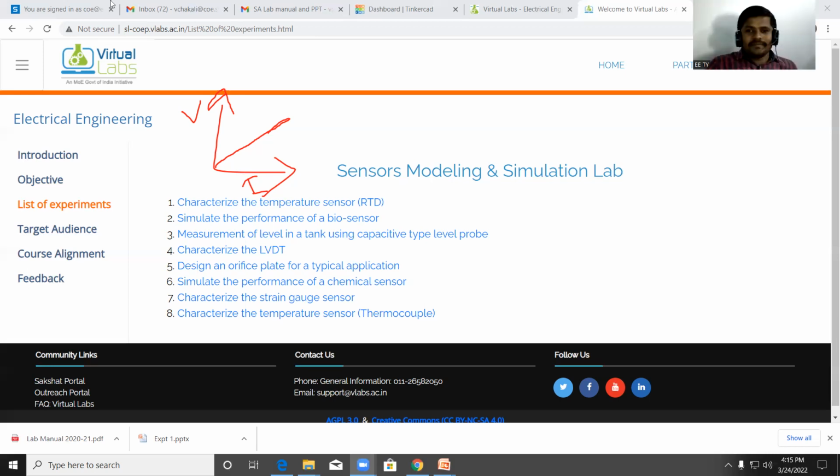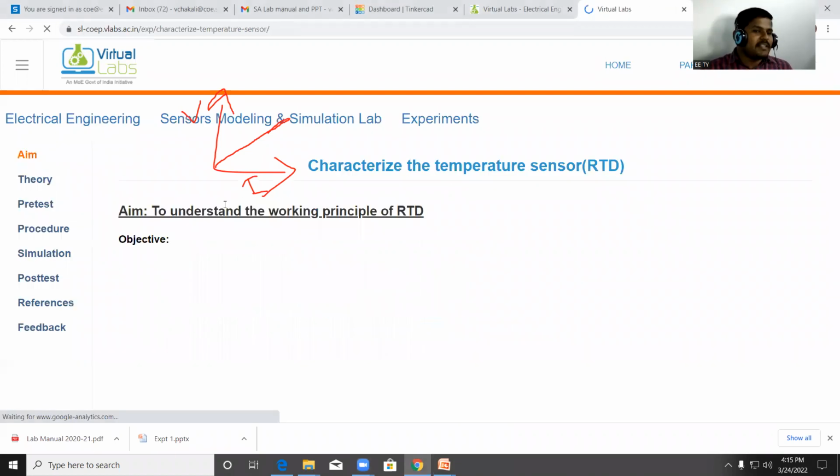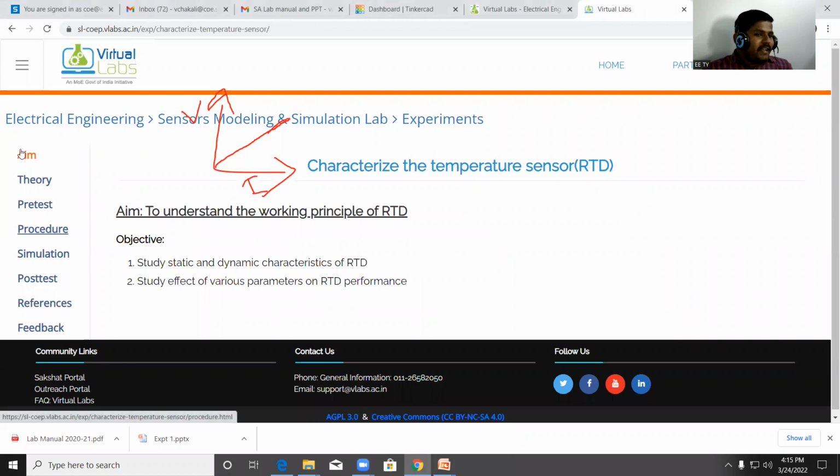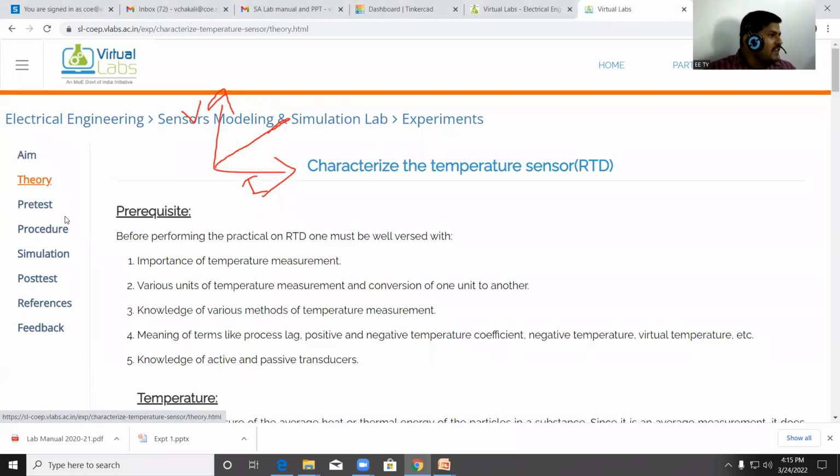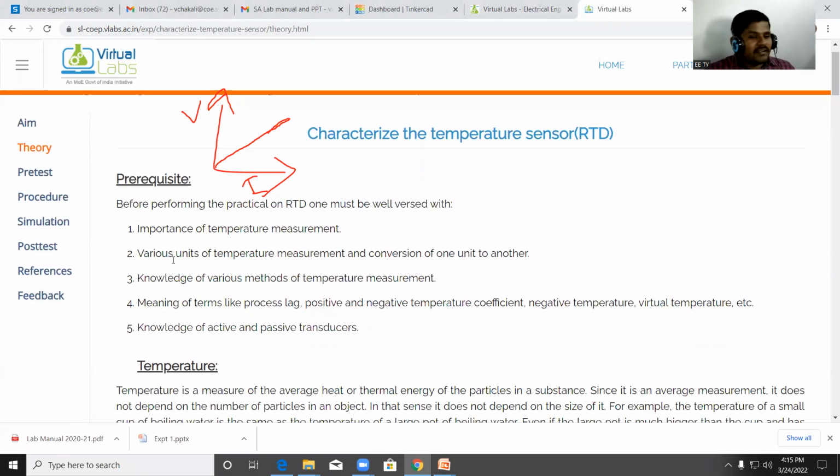Listen. See, the list of experiments, here also under VLab, is given. Suppose I am opening any one of the experiments, say characterize the temperature sensor RTD. Again, the aim of that experiment is given, and the theory of that experiment is given in detail. What is the prerequisite of that experiment?